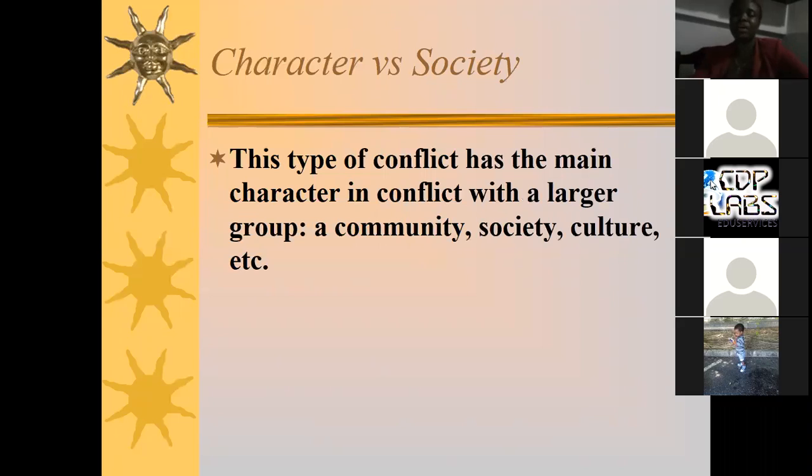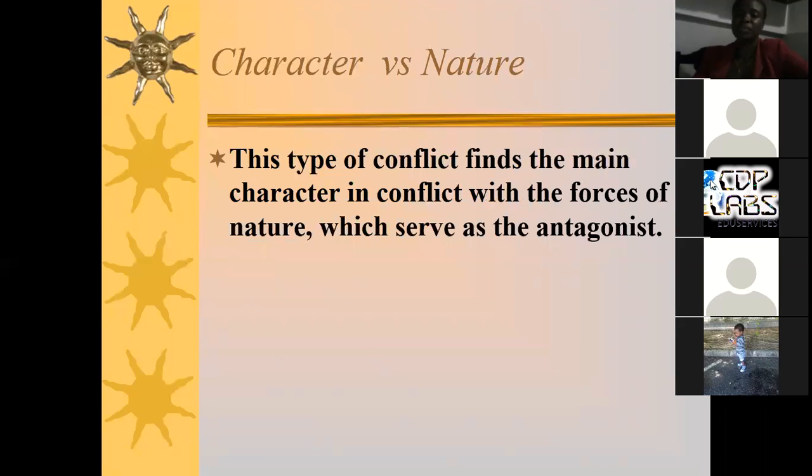And then we have character versus society. And this is the type of conflict that a character might have with a group. And this group might be a community, the society in general, or culture. Then we have character versus nature. And of course, this is the type of conflict that we have, a character having with some element or some force of nature.